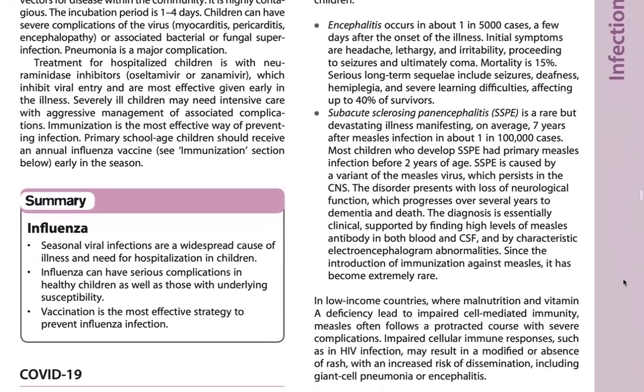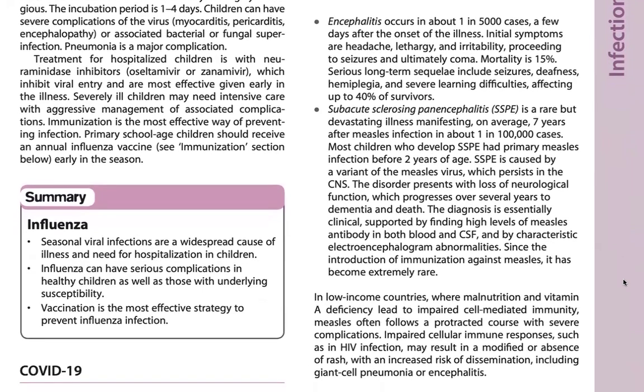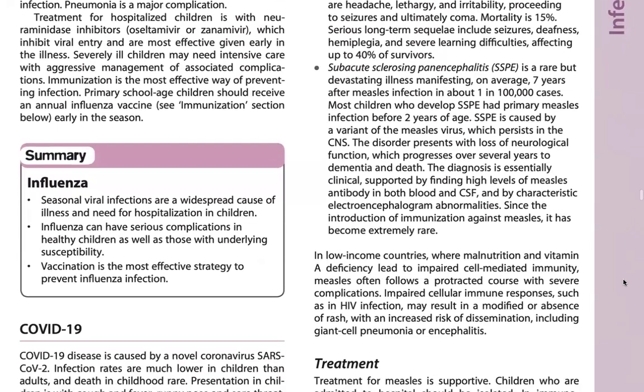Since the introduction of immunization against measles, it has become extremely rare. In low-income countries where malnutrition and vitamin A deficiency lead to impaired cell-mediated immunity, measles often follows a protracted course with severe complications. Impaired cellular immune response, such as in HIV, may result in a modified or absent rash with an increased risk of dissemination, including giant cell pneumonia and encephalitis.